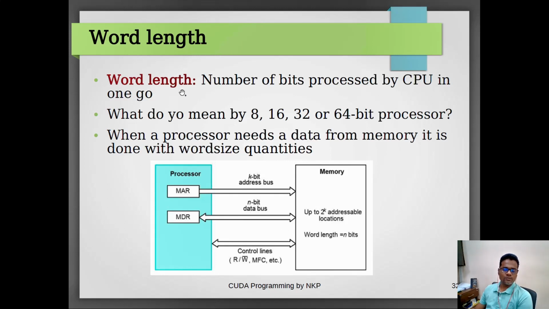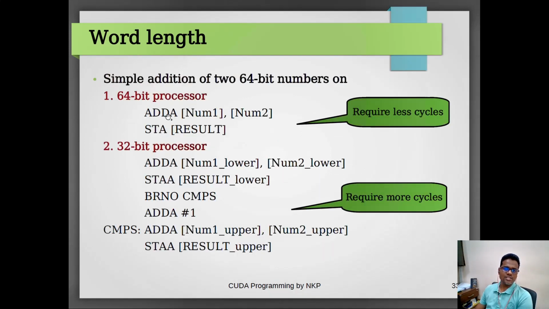To illustrate this word length concept, let's take a 64-bit processor, and we want to perform addition of two numbers, represented using 64 bits. With a 64-bit processor, I'll first fetch those two numbers, then perform the addition and store the result back. This requires fewer cycles, because at the same time I can read the data of 64 bits, since the word length here is 64 bits.